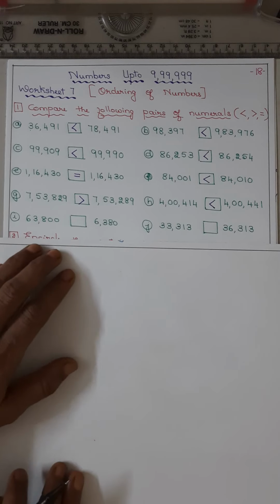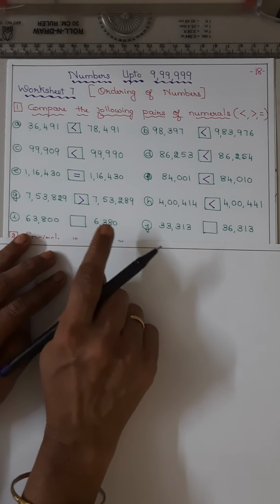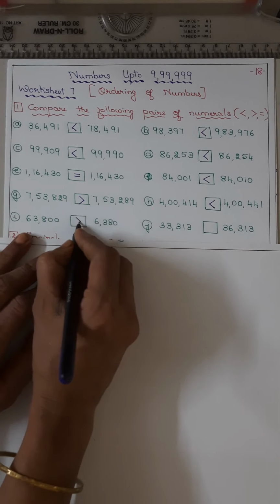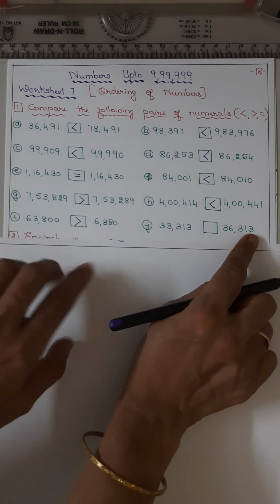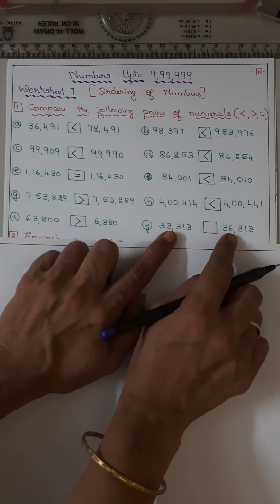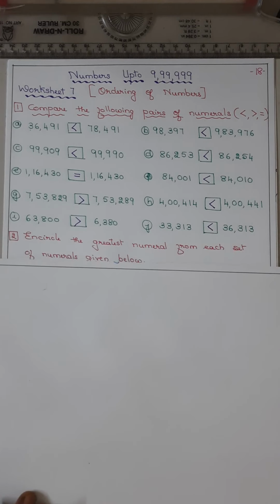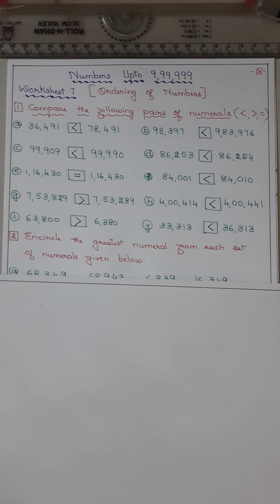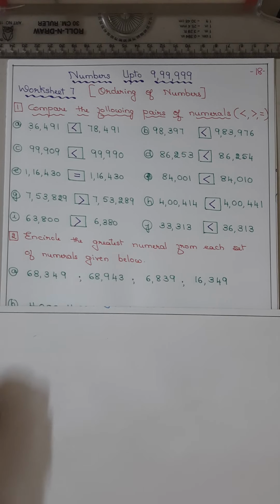Now it is 5 digit and 4 digit. The 5 digit numeral is greater than the 4 digit numeral. 5 digit, compare now. 3, 3 equal; 3, 6. 3 is less than 6. Understood how to compare? Now encircle the greatest numeral from the set.